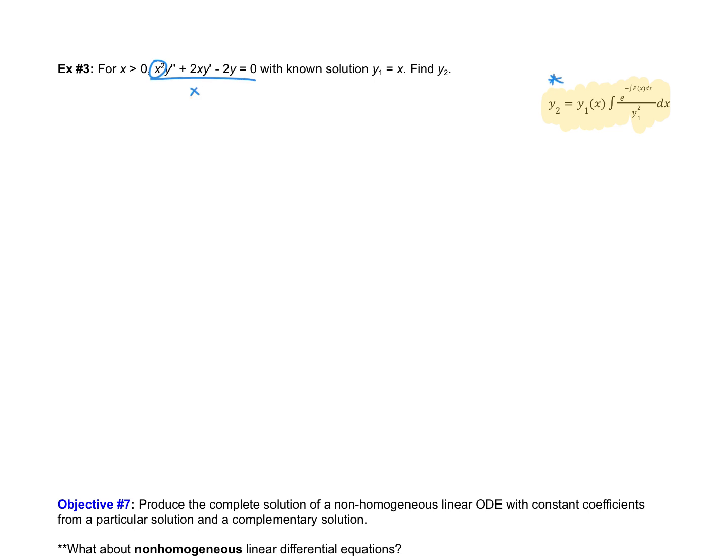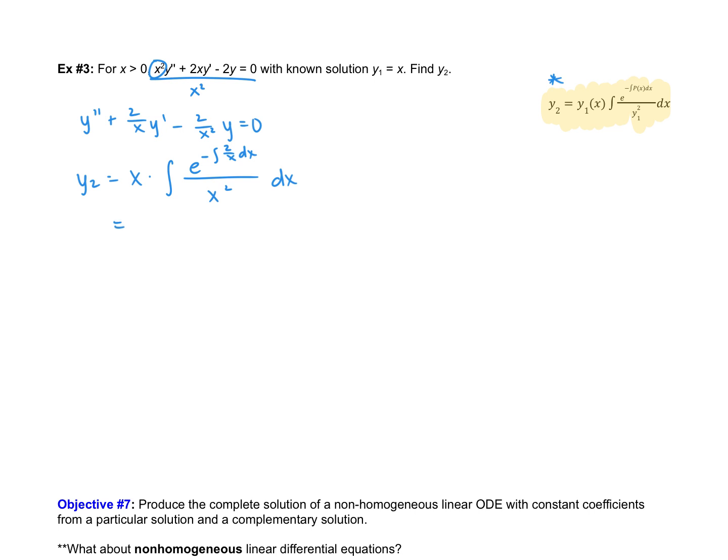We're going to have to start by dividing by x squared. So our equation then becomes y double prime, add 2 over x y prime, subtract 2 over x squared times y is equal to 0. Now we can use our formula. So our second solution is going to be our first solution, which is x, multiplied by the integral of e to the negative integral of 2 over x dx over x squared.